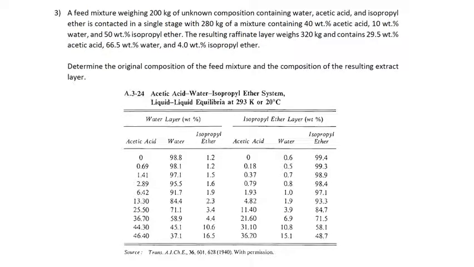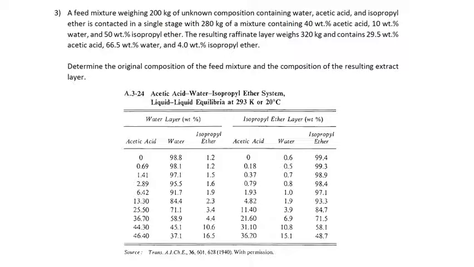Okay, so this is the solution guide for question 3 in tutorial 9. Let's read the question first. A feed mixture weighing 200 kg of unknown composition containing water, acetic acid and isopropyl ether is contacted in a single stage with 280 kg of a mixture containing 40% acetic acid, 10% water and 50% isopropyl ether. The resulting raffinate layer weighs 320 kg and contains 29.5% acetic acid, 66.5% water and 4% isopropyl ether.